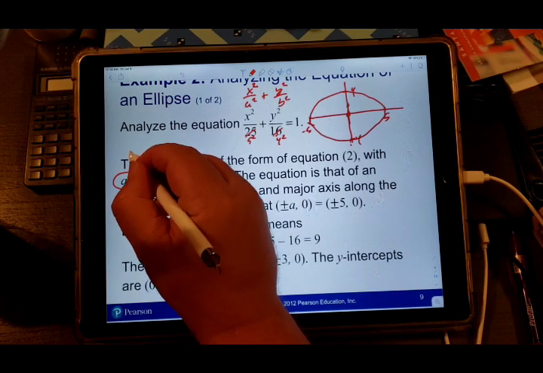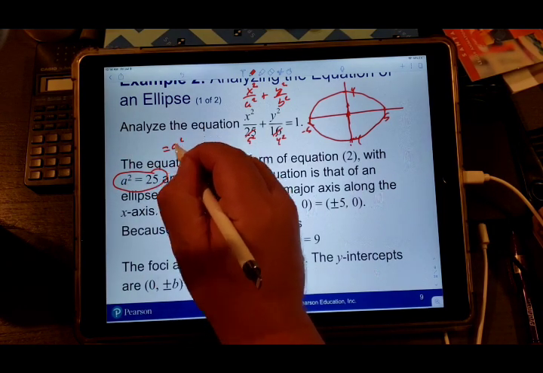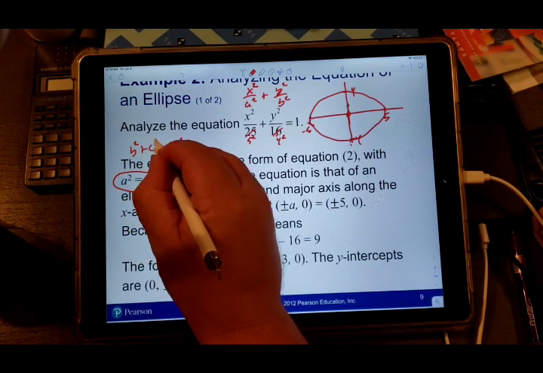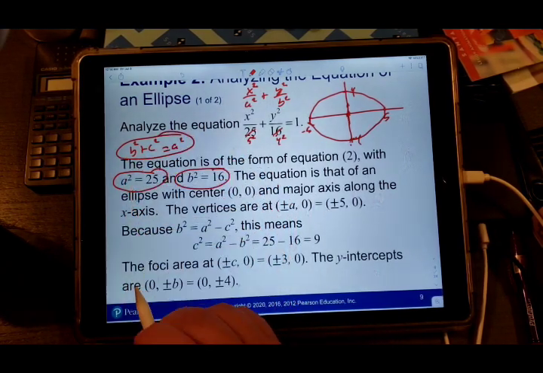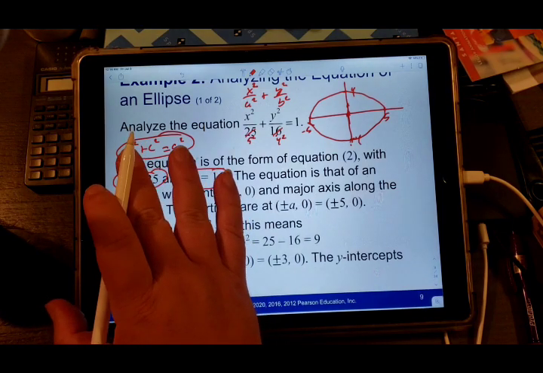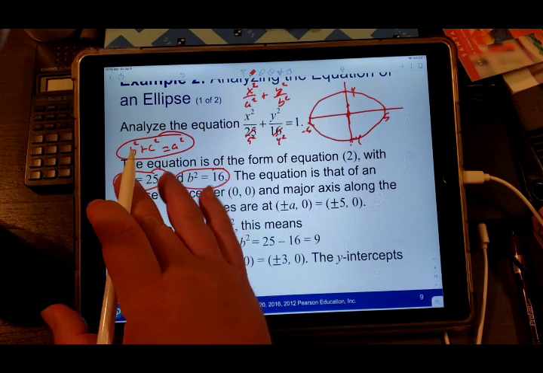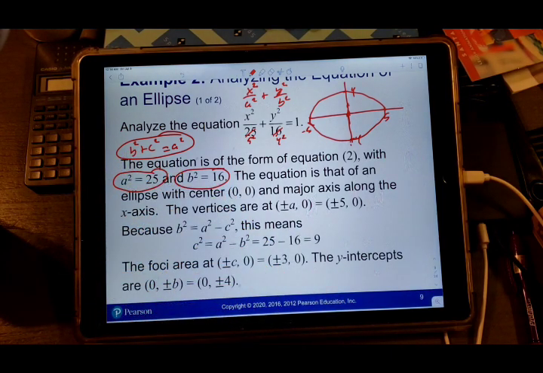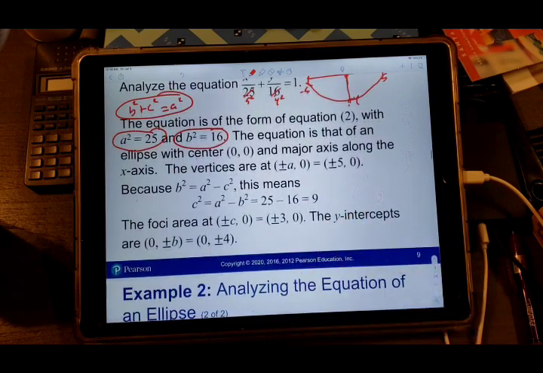So what was it? It's going to be equals A squared. The formula is going to be B squared plus C squared equals A squared. And I might use this to find C. C is the one thing that's invisible to me, so we'll find it. All right.